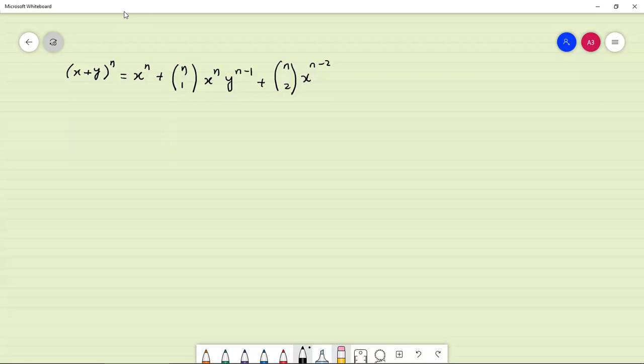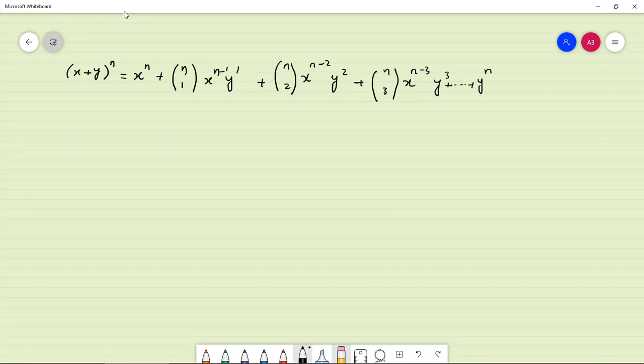No, I just made a mistake. This is x power n minus 1 while y is 1, x power n minus 2 while y is 2, plus nC3 x power n minus 3 while y is 3, plus so on, and the last term would be y power n.